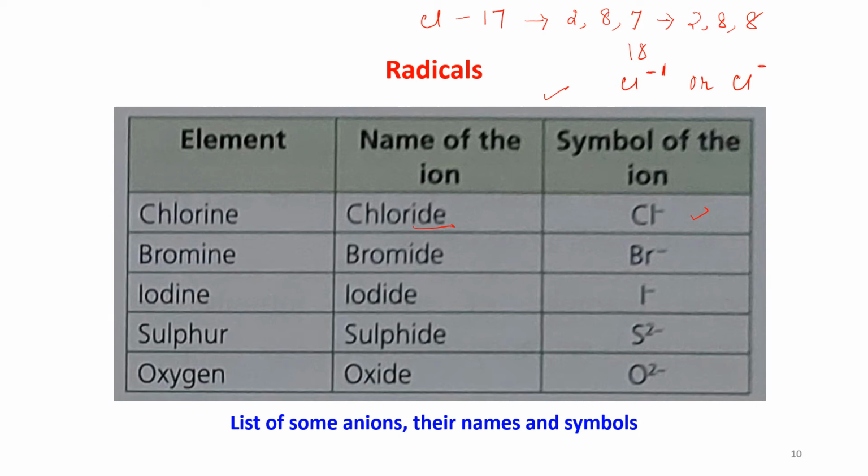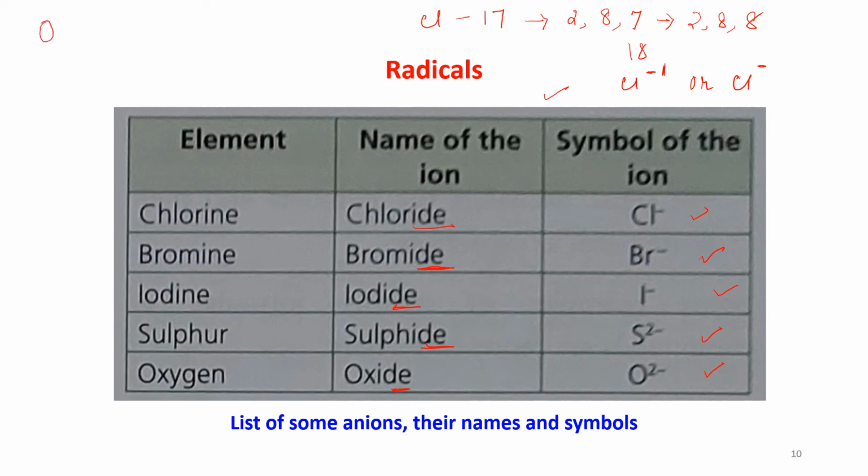Similarly bromine, the name of its ion is bromide and its symbol is Br-. Iodine, the ion is iodide, its symbol is I-. Sulfur, its ion is sulfide and its symbol is S2-. Oxygen, the ion is oxide. Its symbol is O2-.